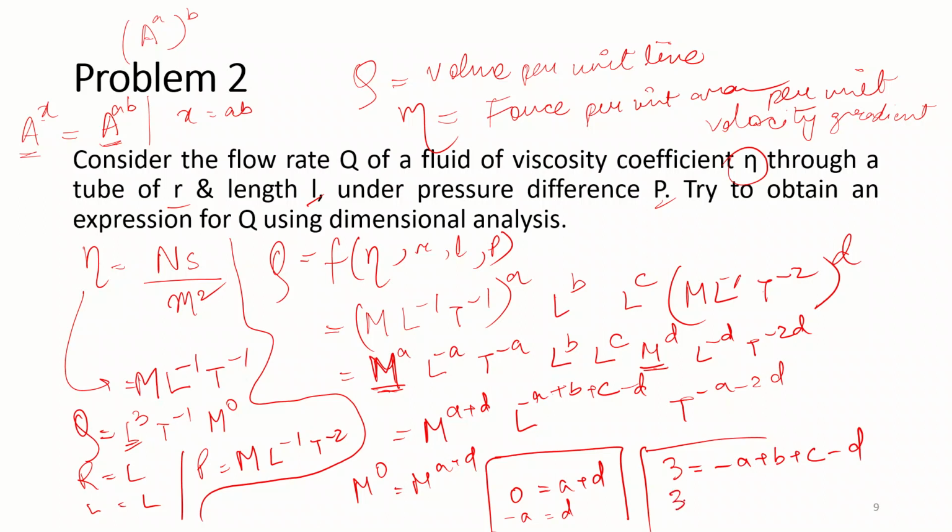So here we can write 3 equal to b plus c, and minus a equal to d. Yeah, this we can write as d. So it will be b plus c. Essentially, the question has also said that: try to obtain an expression for Q using dimensional analysis and see how far you can succeed.